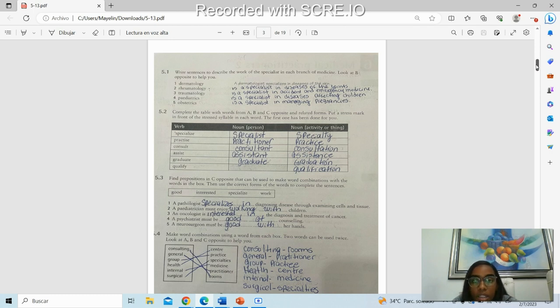4. Pediatrics. A pediatrician is a specialist in the diseases affecting children. 5. Obstetrics. An obstetrician is a specialist in managing pregnancies.